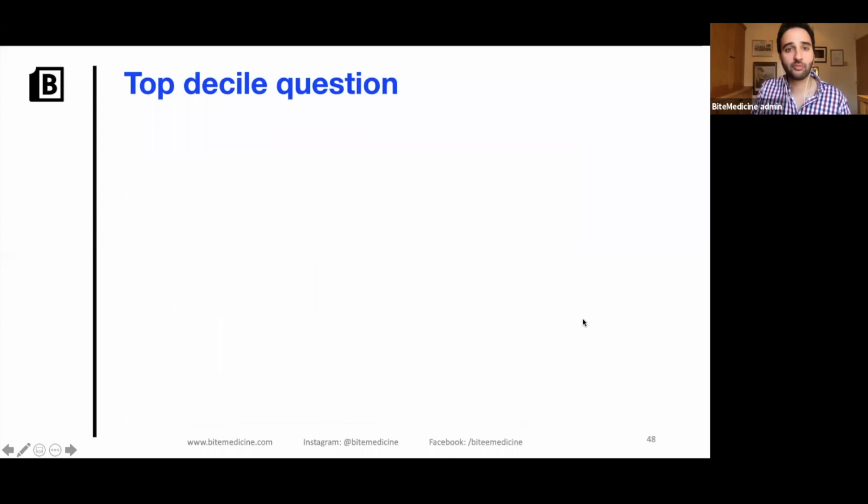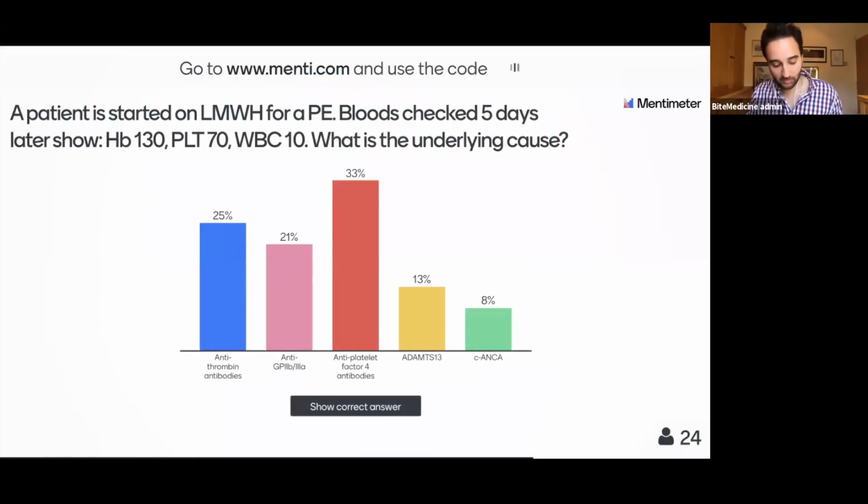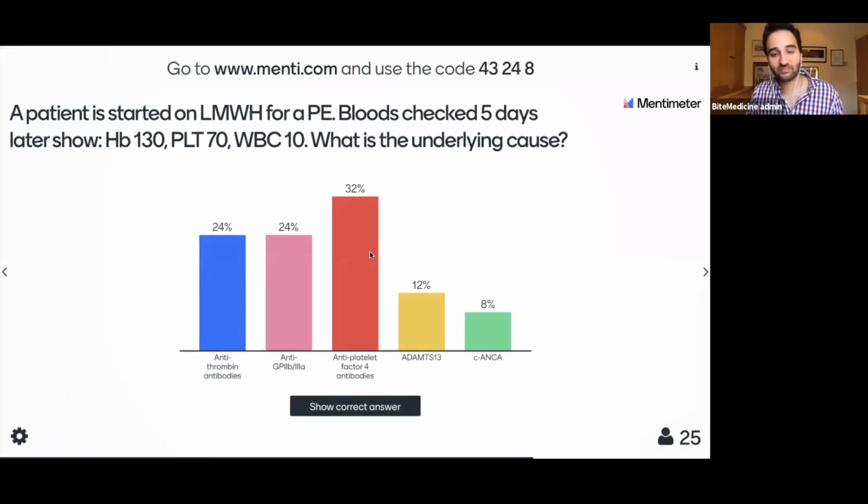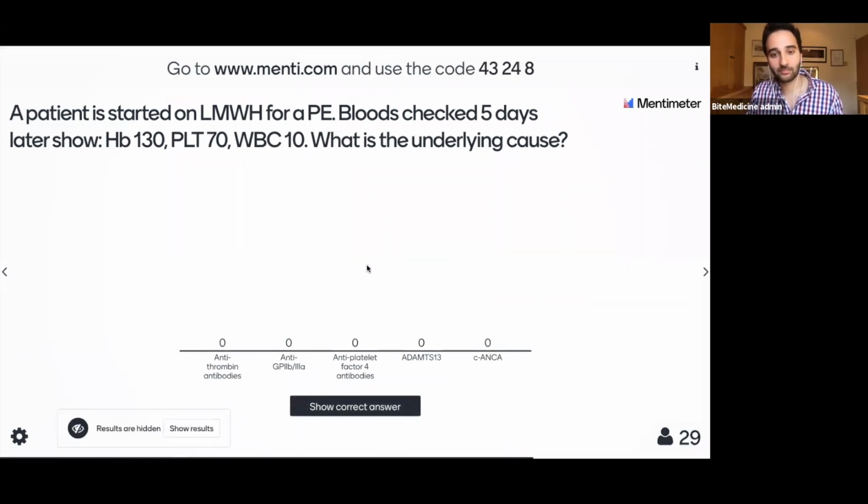Before you rush off, we have a top decile question. Now this, I promise, is just insanely hard. If you get this, you might as well be a doctor already. Oh no. How do I stop that? Okay, there we go. All right.